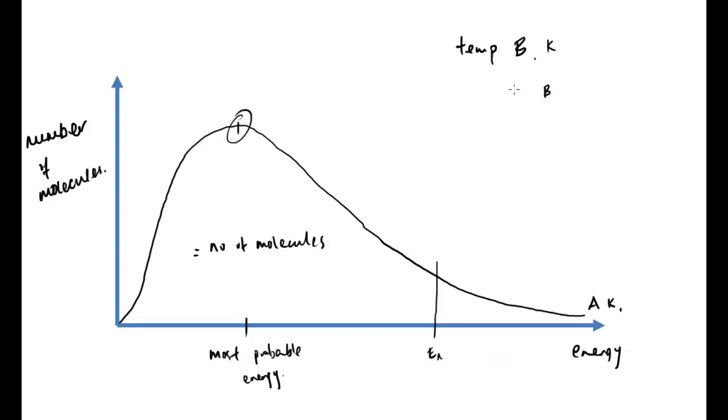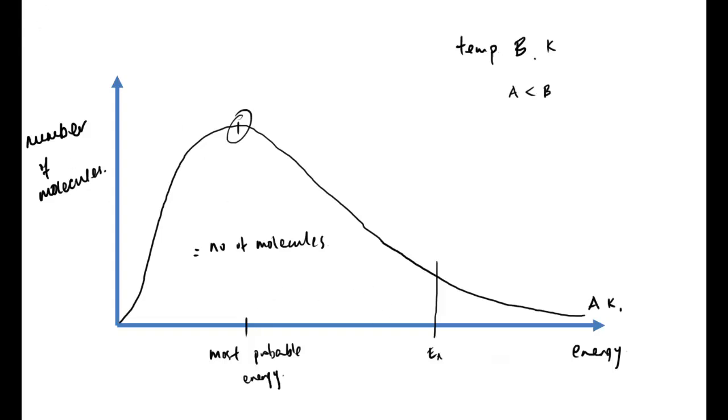A is smaller than B. So we draw a line here. We're saying that A is smaller than B. So B is at a higher temperature. Well, when we have a higher temperature, we're going to get more particles above the activation energy. So we draw onto this a new line, and that new line needs to accommodate that fact.